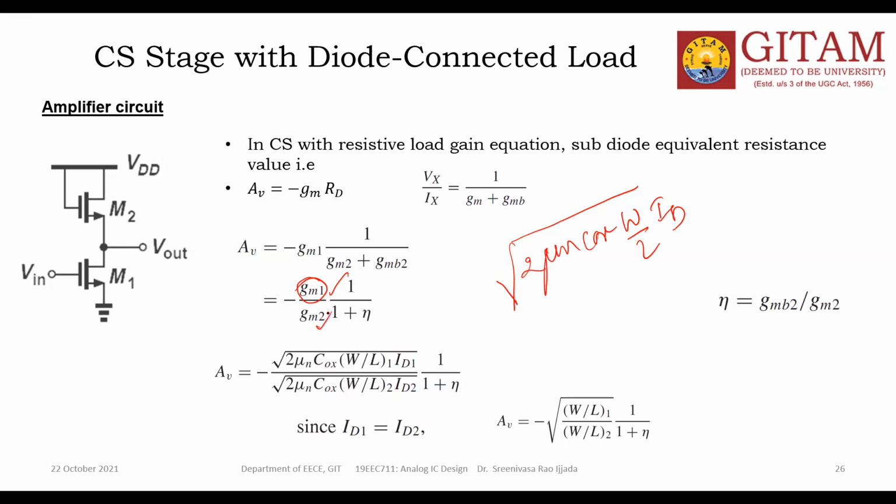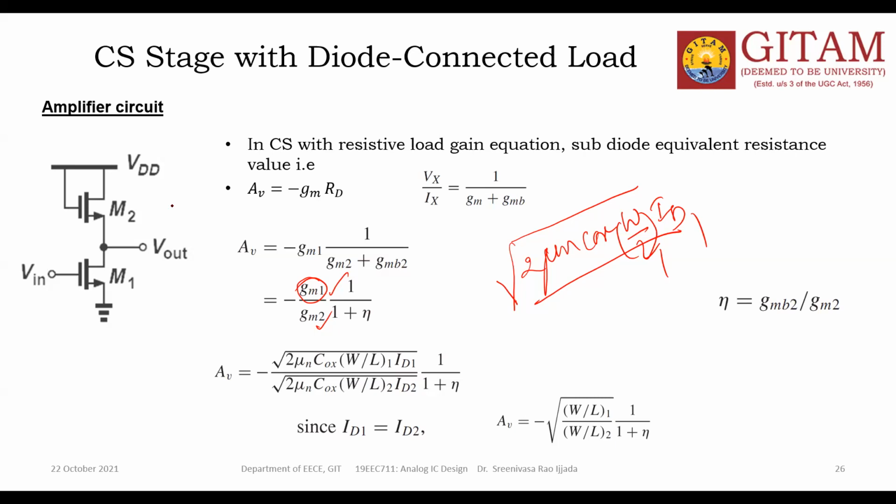GM2 means the M2 transconductance. So I can replace GM1 with this equation, and I will write this as square root of 2 μn Cox W by L 1 ID1. Understand? GM2 is nothing but the second device, so the same equation you can write with the subscripts of 2, and 1 by 1 plus η should be the asterisk.